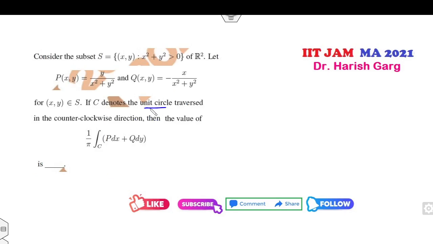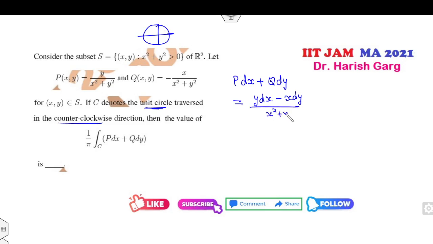Let C be the unit circle traversed in the counterclockwise direction, then find the value of the integral of P dx plus Q dy. First of all, here P dx plus Q dy is y dx minus x dy over x square plus y square. First of all, it's a closed curve. Are the partial derivatives of P and Q continuous? They are not continuous. So once they are not continuous, can you apply Green's theorem? You can never apply Green's theorem. So that means your target is to find the value of phi.